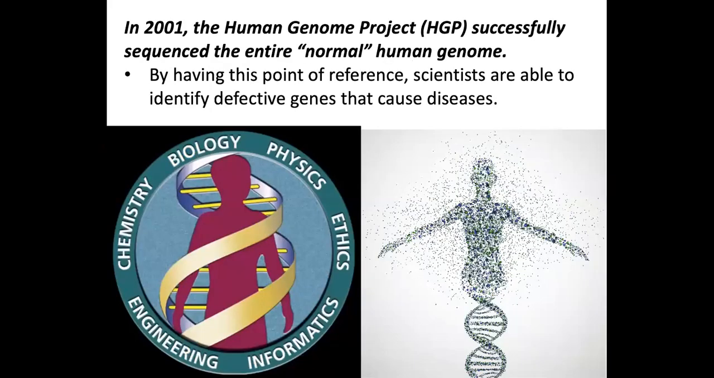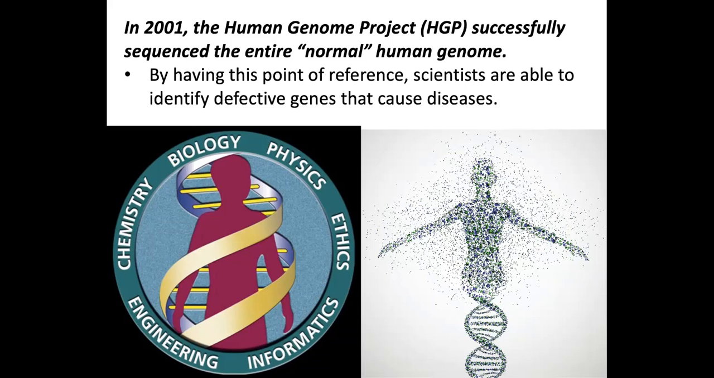So in 2001, the Human Genome Project, also known as HGP, successfully sequenced the entire normal human genome. By having this point of reference, scientists are able to identify defective genes that cause diseases. We've seen and researched several different diseases, especially in our genetic disorder projects. We saw several diseases when we talked about karyotyping, and several yesterday in genes in the environment.